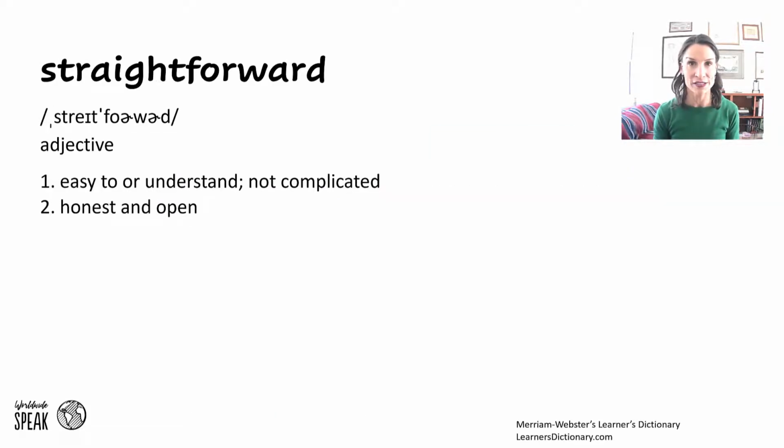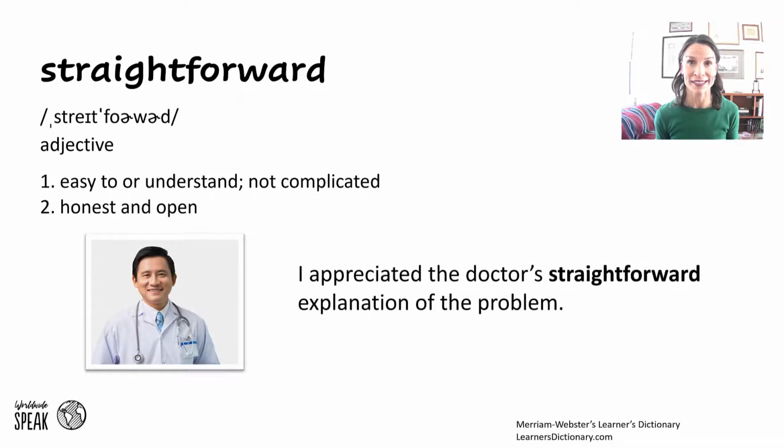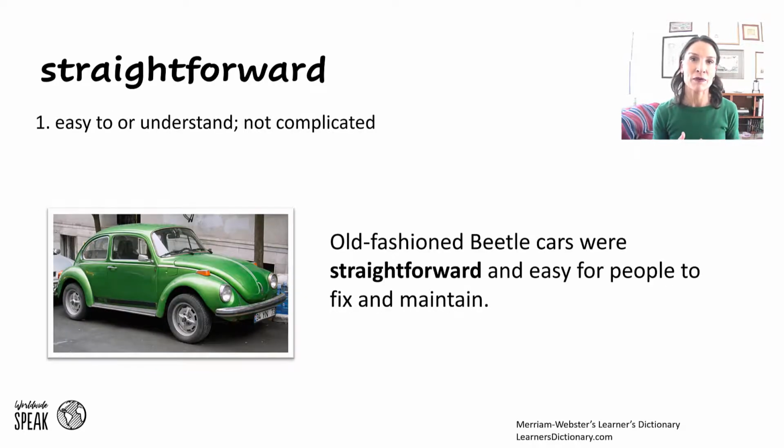Our next word is another adjective, and it is straightforward. Straightforward. It means easy to understand, not complicated, and if we're talking about a person or communication, it can also mean honest and open. And I think my example could be all of these things. I appreciated the doctor's straightforward explanation of the problem. In this example, I'm thinking about a machine, so it's more about easy to understand or not complicated. Old-fashioned Beetle cars were straightforward and easy for people to fix and maintain.